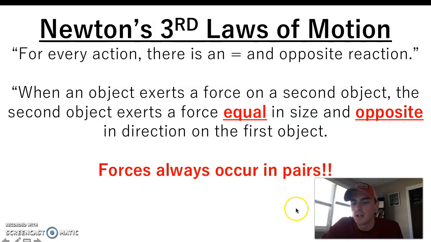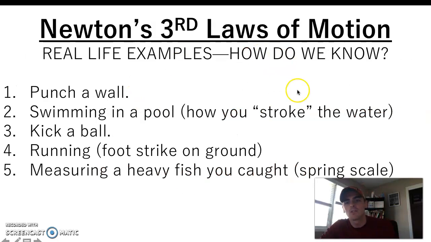Sometimes Newton's third law is called the law of partner forces because it's always force of A on B and the force of B back on A in the opposite direction with the same magnitude. So a lot of kids will say, well, what is this really saying here? Like, here's some really simple real life examples.